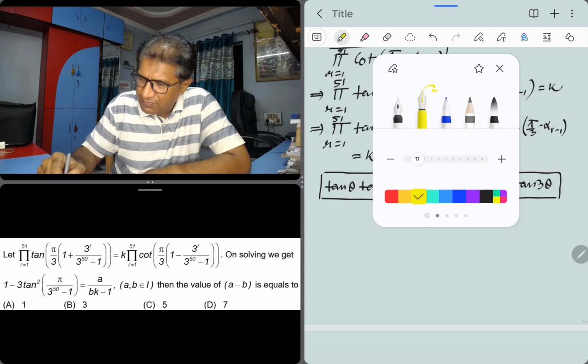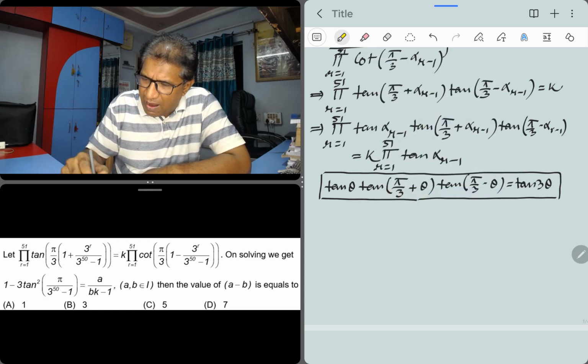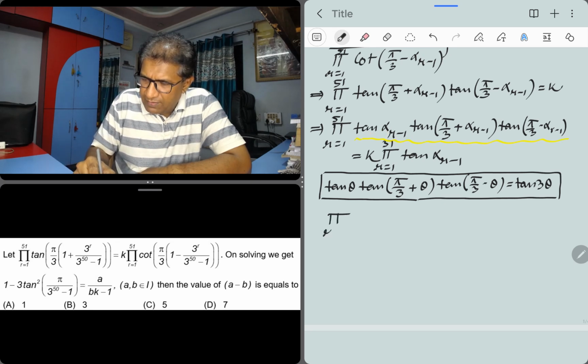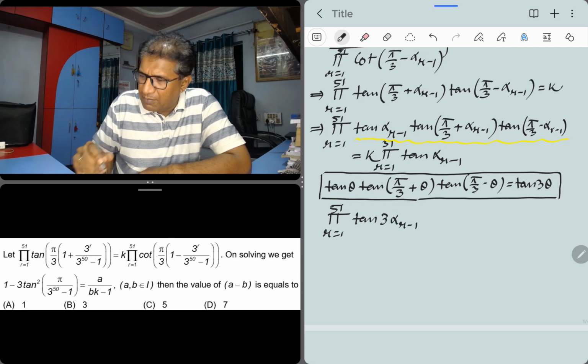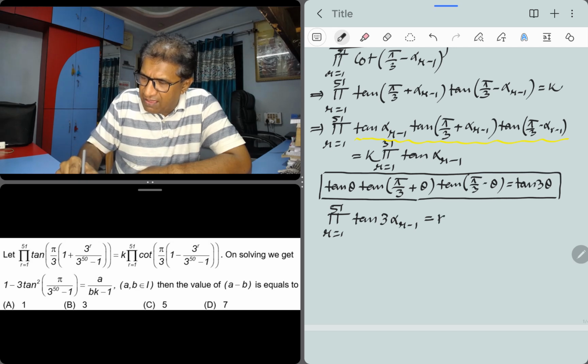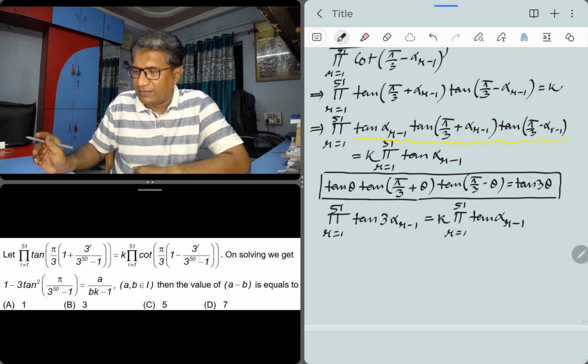Look at it very carefully. I can write this part pi r from 1 to 51 tan 3 times alpha r minus 1. And in the right hand side, we have k pi r 1 to 51 tan alpha r minus 1. Is it clear?